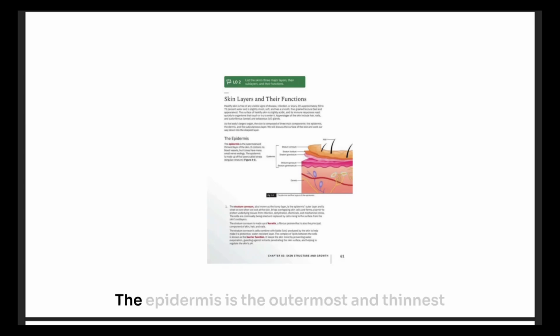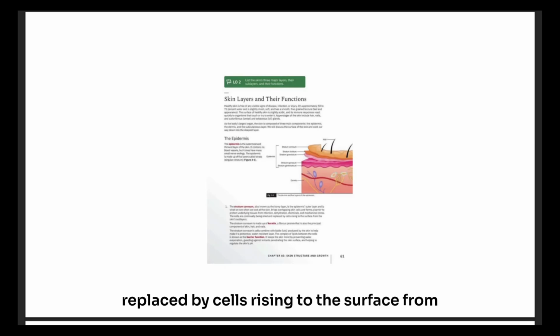The epidermis. The epidermis is the outermost and thinnest layer of skin. It contains no blood vessels, but it does have many small nerve endings. The epidermis is made up of five layers called strata, singular stratum. First, the stratum corneum, also known as the horny layer, is the epidermis outer layer and is what we see when we look at the skin. It is overlapping skin cells and forms a barrier to protect underlying tissues from infection, dehydration, chemicals, and mechanical stress. The cells are continually being shed and replaced by cells rising to the surface from the skin's sublayers.